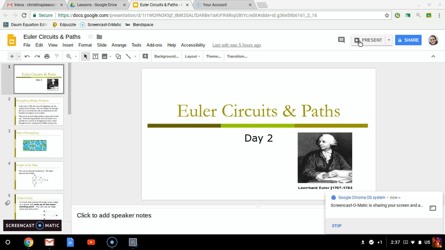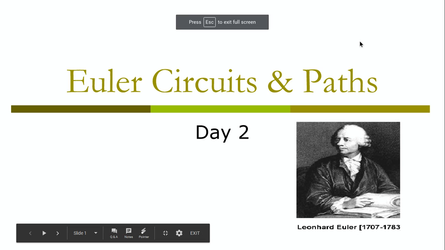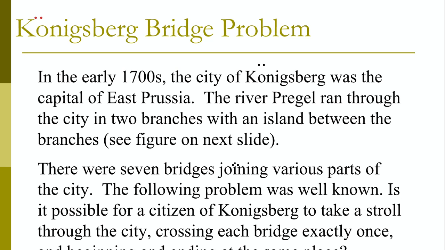Okay, so in this presentation, we're going to talk about a specific type of circuit and path that some of our graphs have. They are called Euler circuits and paths, and this came up in the early 1700s. They were trying to decide how they could get across all 7 bridges that joined various parts of the city without crossing a bridge more than once, on their stroll through the city.